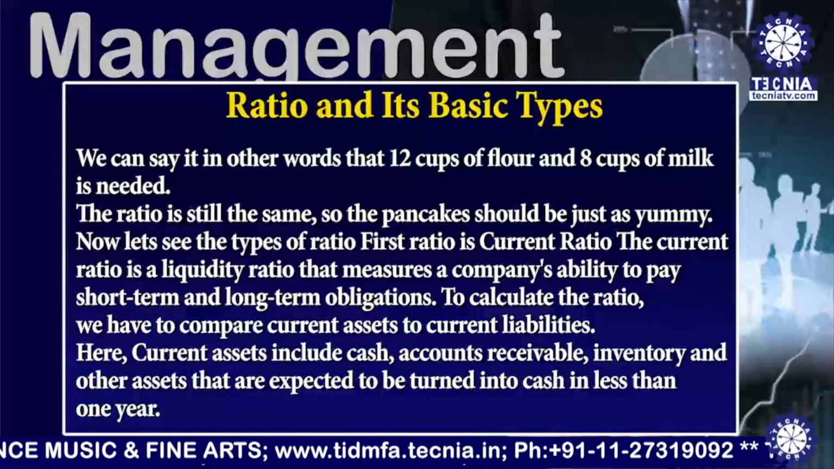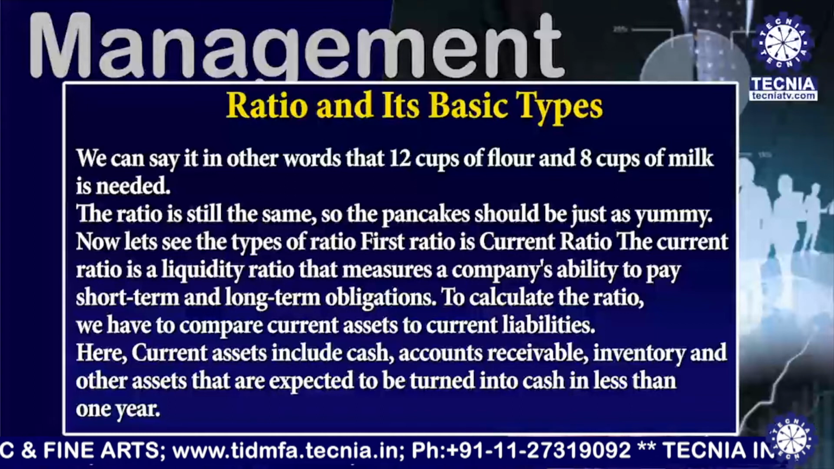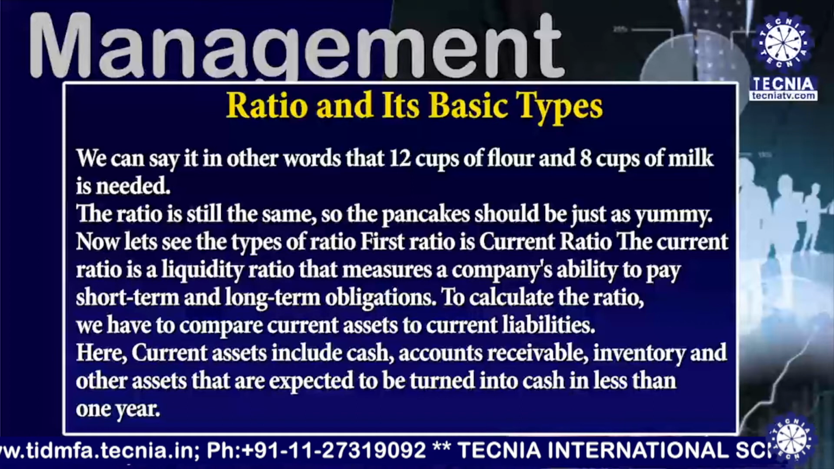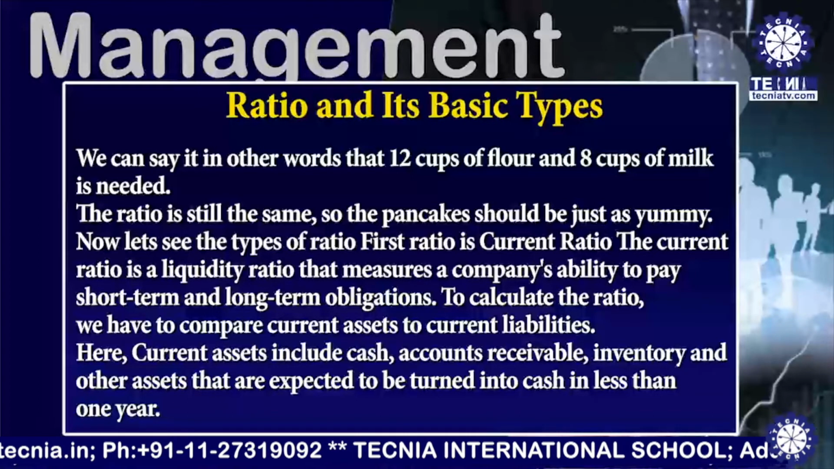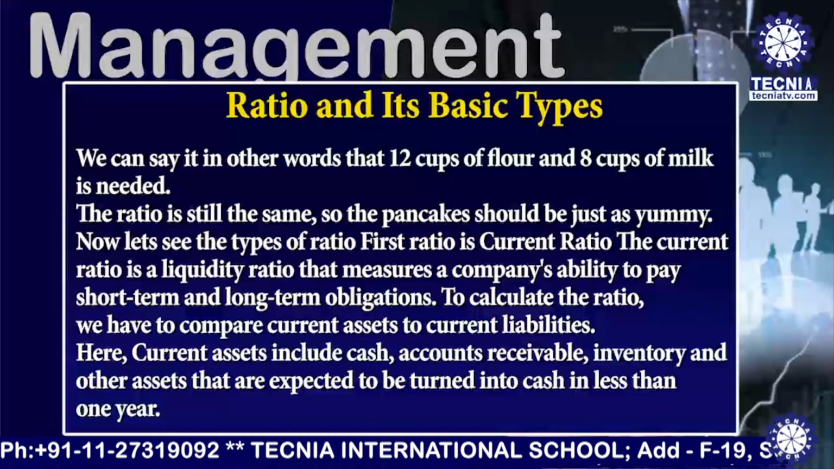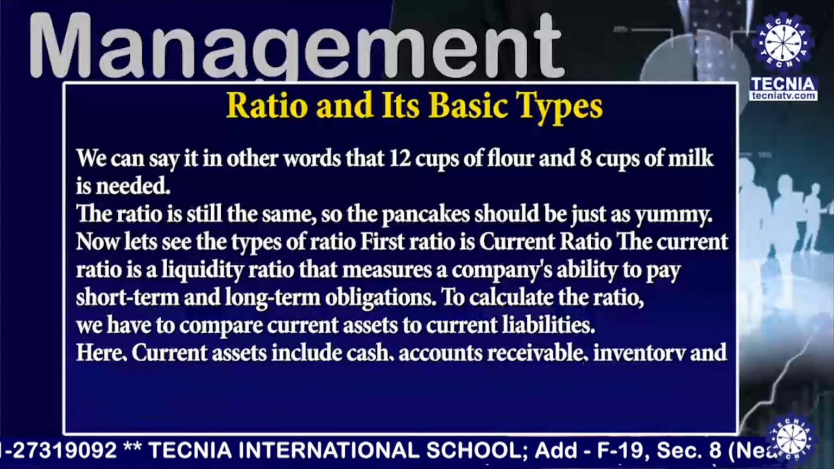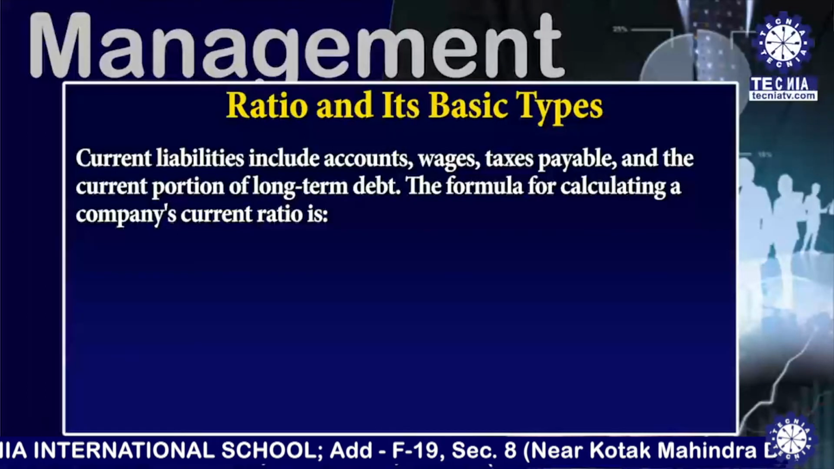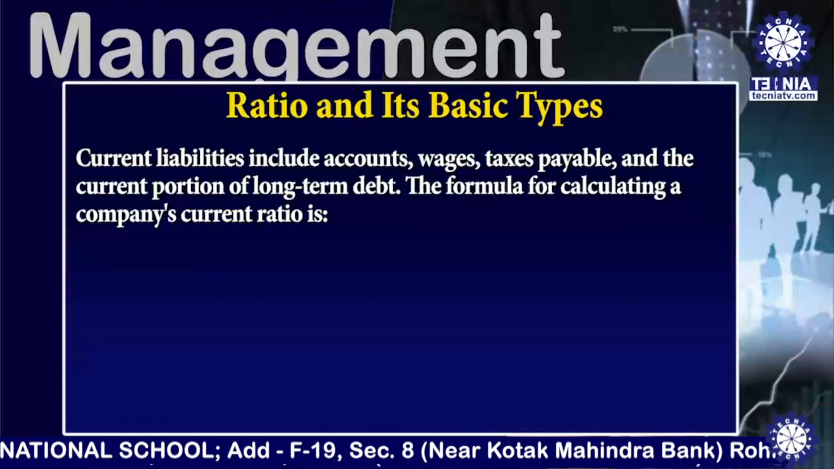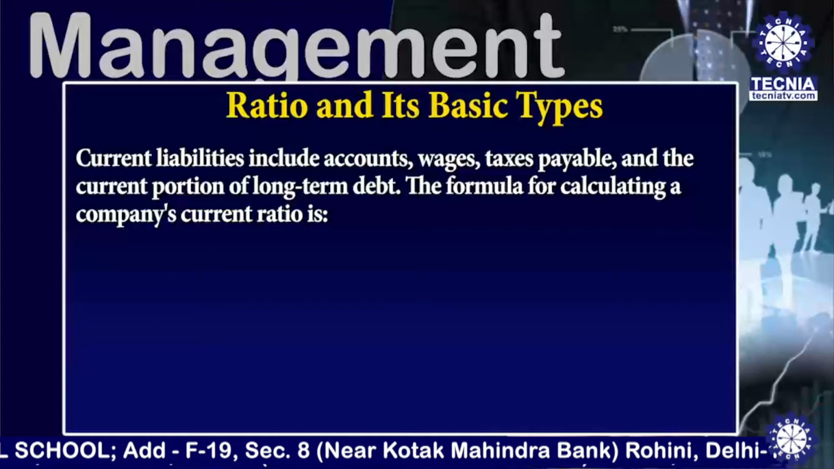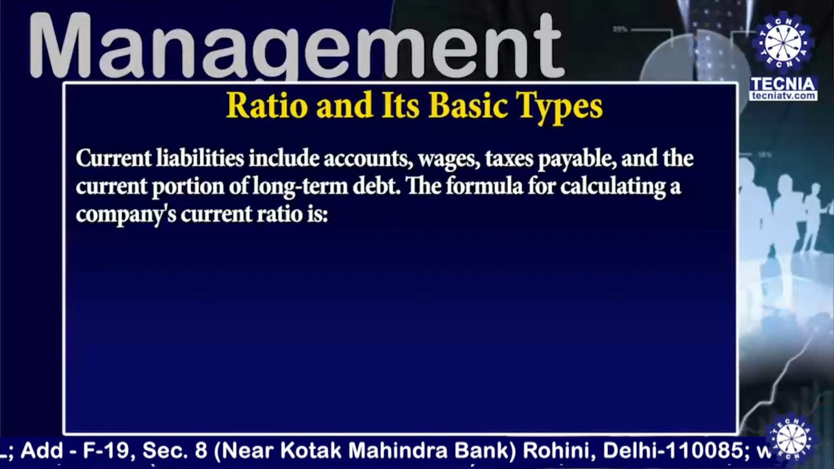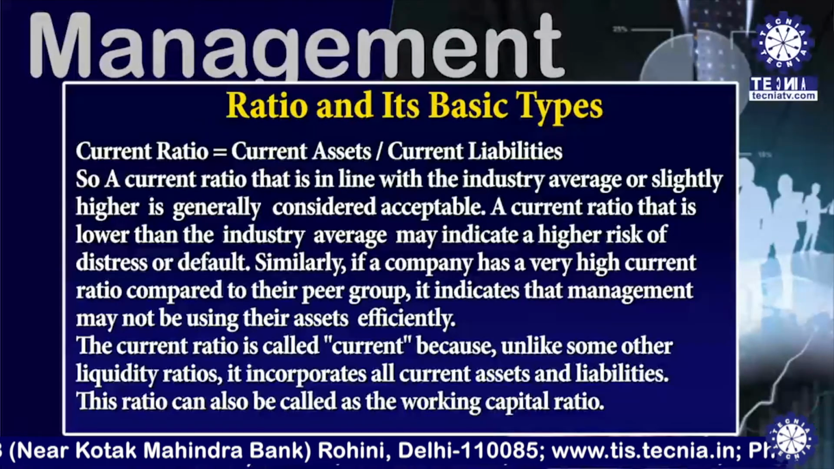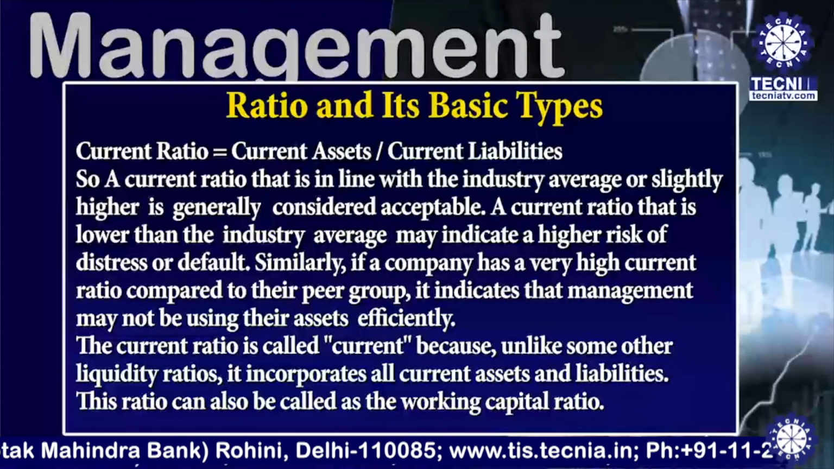Here, current assets include cash, accounts receivable, inventory, and other assets that are expected to be turned into cash in less than 1 year. Current liabilities include accounts payable, wages, tax payable, and the current portion of long-term debt. The formula for calculating a company's current ratio is current assets divided by current liabilities.